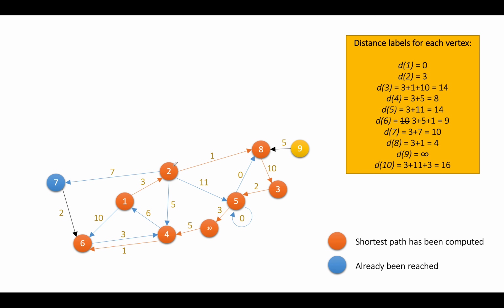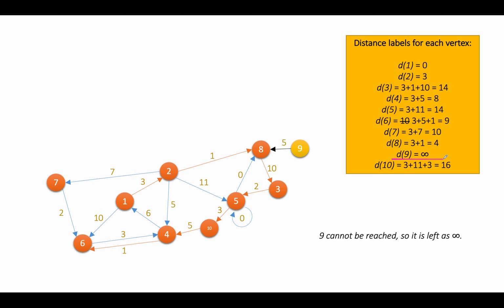So we will now look at 7, and 7 points to 6, and this doesn't improve because this new path to get to 6 is 3 plus 7 plus 2, which is 12, and that's not less than what we already have over here, which is 9, so we don't update it. 9, however, we can't ever reach. It doesn't have any edges pointing to it, so it's just left as infinity. And that's the end of the algorithm.